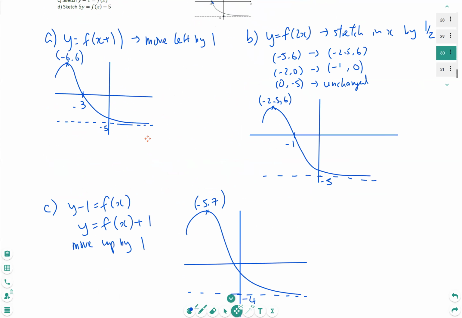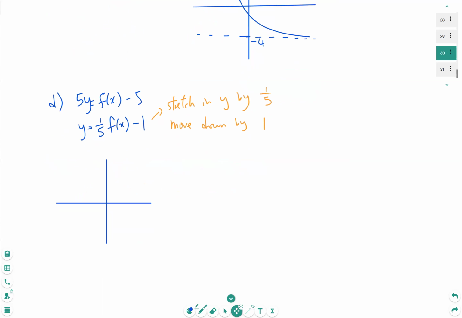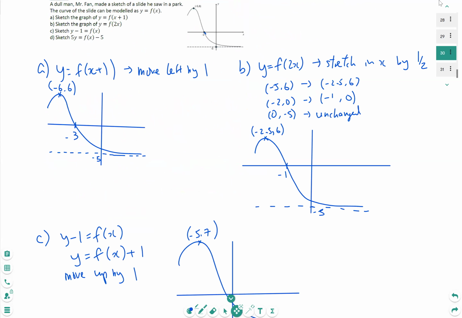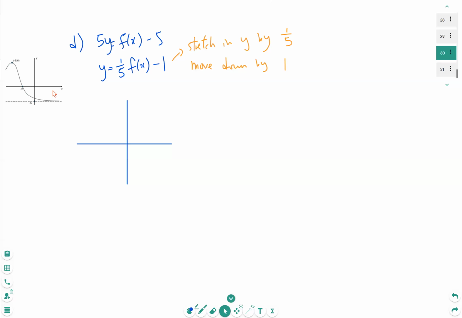So stretching y by a fifth, that means we're affecting all the y coordinates by a fifth. Okay, so the original, is there a way I could copy the original? Right, took the question down. So here you can see the original graph. That's the original. Okay, so we have stretched y by a fifth. That means all the y coordinates we have to multiply by 1/5.